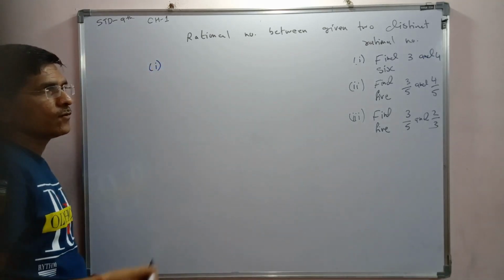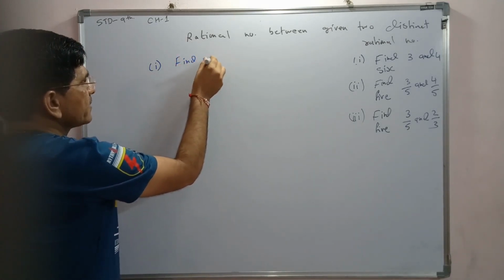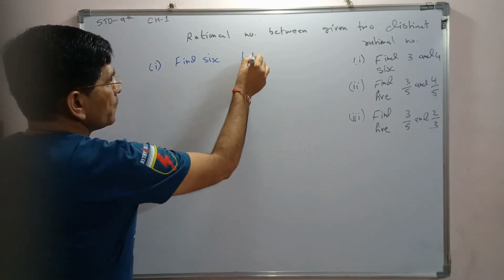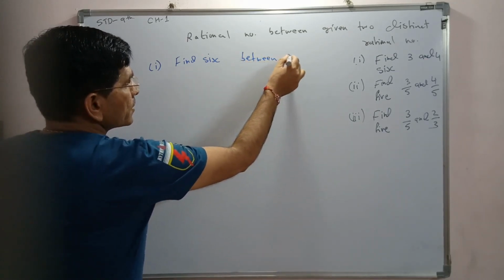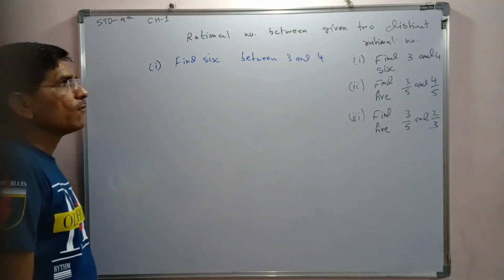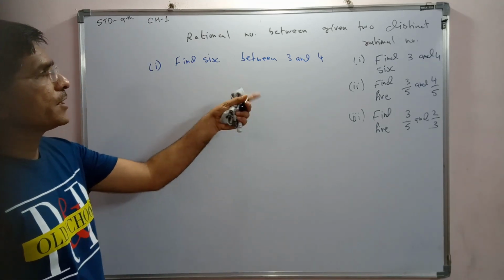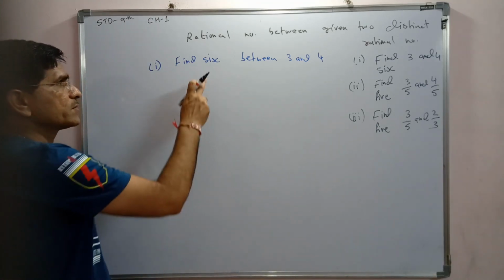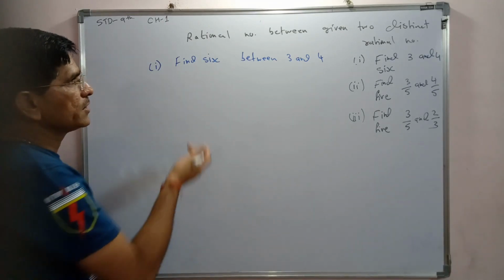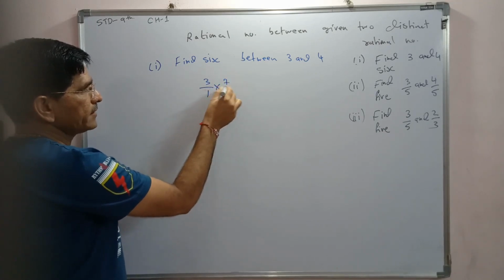So, the first question is: find 6 rational numbers between 3 and 4. What do we have to do? Simple, 6 plus 1, 7. So we just have to multiply both terms by 7.